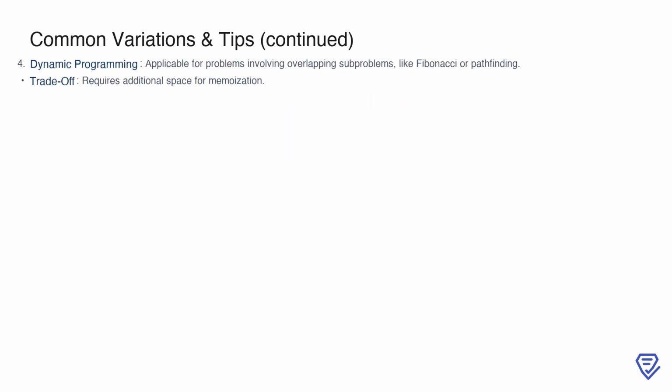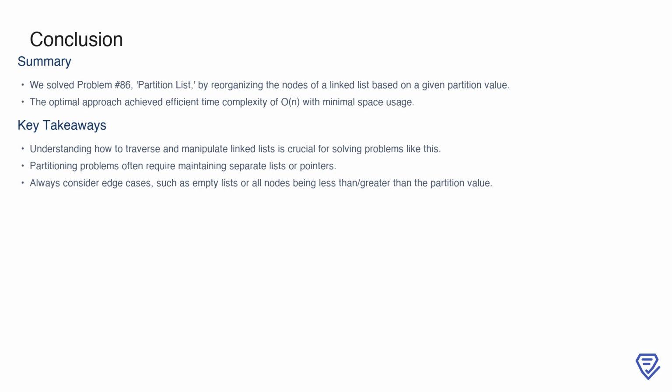Dynamic programming is another powerful technique to consider, especially for problems with overlapping subproblems, such as calculating Fibonacci numbers or solving pathfinding challenges. By storing intermediate results, dynamic programming avoids redundant computations, significantly improving efficiency. However, this approach often requires additional space for memoization or tabulation, which is an important trade-off to keep in mind. Mastering this technique can open up solutions to a wide range of complex problems, making it a valuable addition to your problem-solving repertoire. Great job!